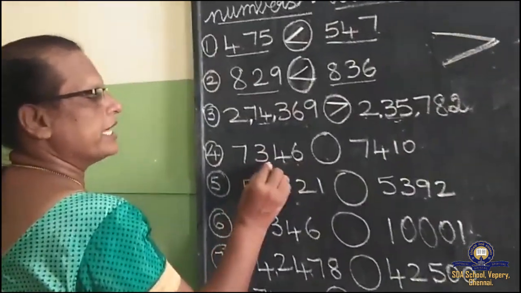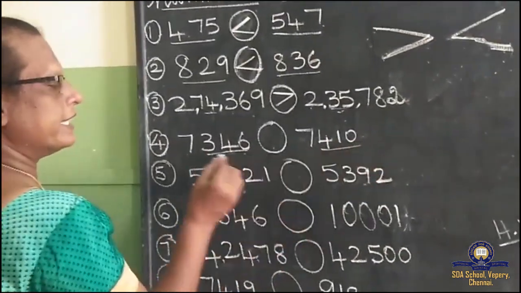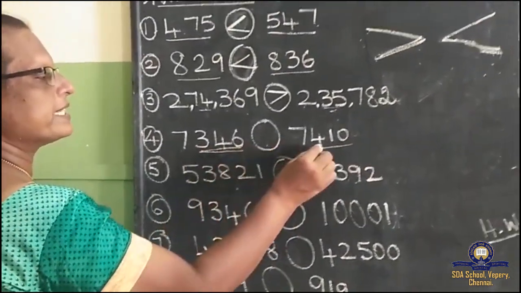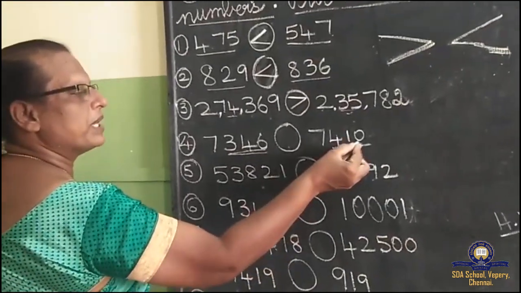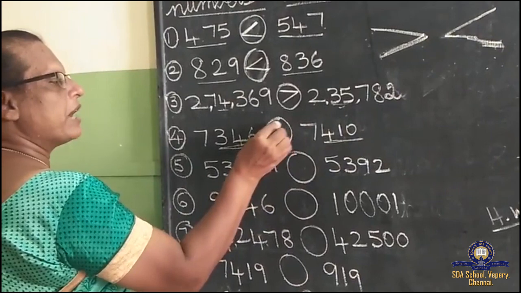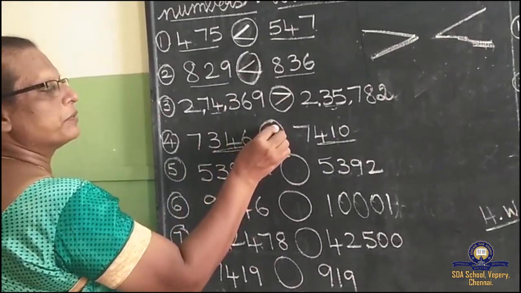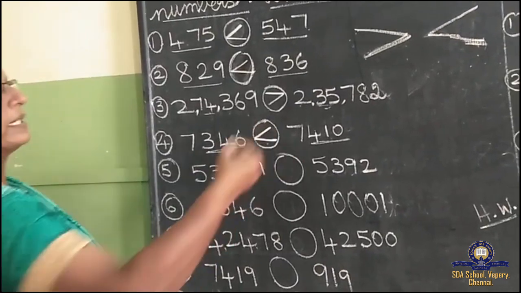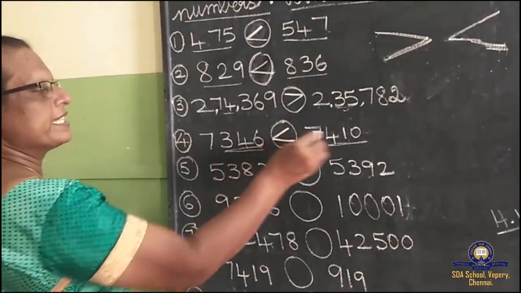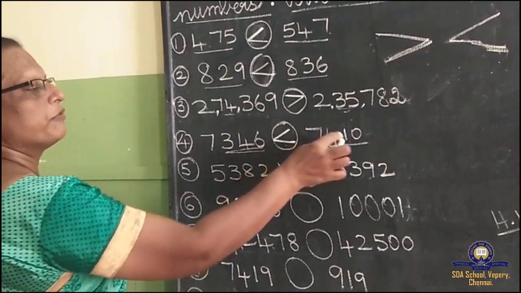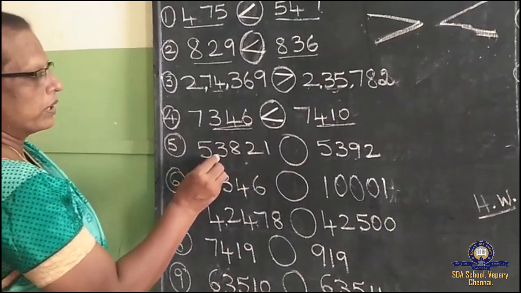And coming to the fourth one, 7,346, and 7,410. See here 346, here 410. So which is bigger number, greater number? This is greater number. So 7,346 is what we have to put? This sign we have to put. Understood children? Okay, see it's lesser than 7,410.